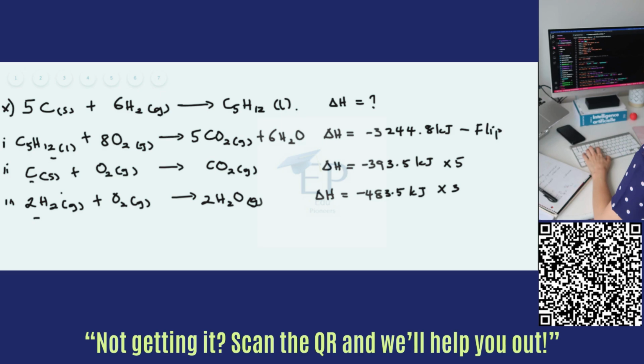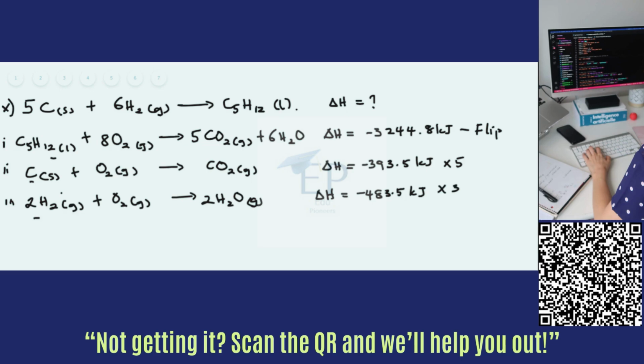All we need to do is to check the equation of reaction and make sure that, for example, the 5 carbon is on the reactant side, and the same for hydrogen, and the C5H12 is on the product side. So if we check the 5 carbon, we have carbon on the reactant side in the second equation. We have hydrogen on the reactant side in the third equation. And the C5H12 is on the product side, but it is on the reactant side in this first equation. So that means we're going to need to flip this first equation.